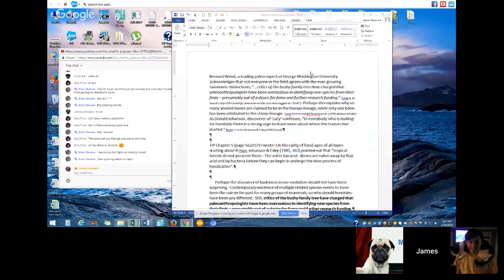And here's the context. So I typed out what the text was. Bernard Wood, a leading paleo expert at George Washington University, acknowledges that not everyone in the field agrees with the ever-growing taxonomical distinctions. ... Critics of the bushy family tree have charged that paleoanthropologists have been overzealous in identifying new species from their finds, presumably out of a desire for fame and further research funding.